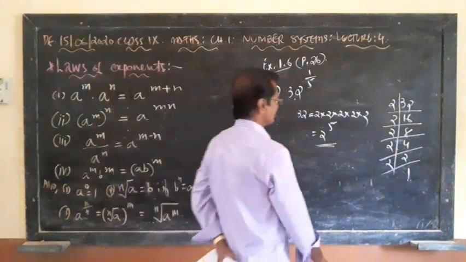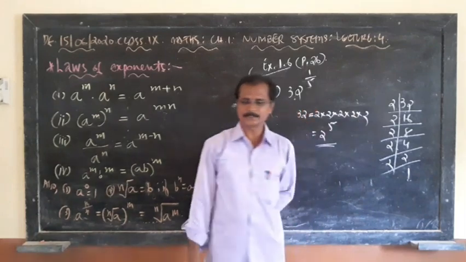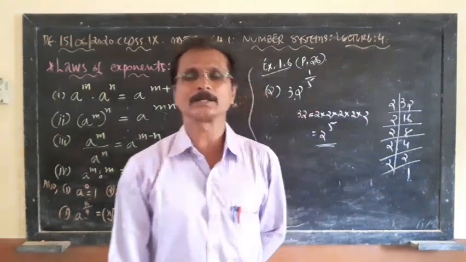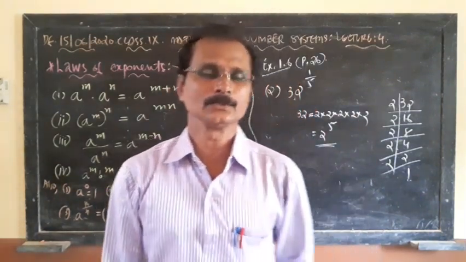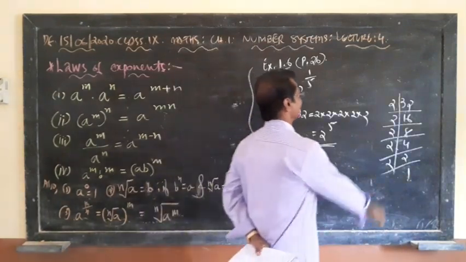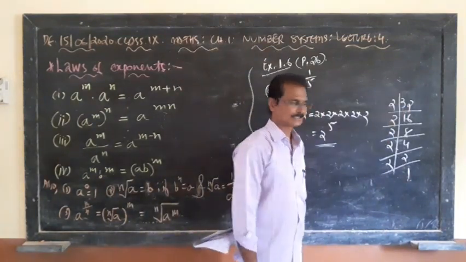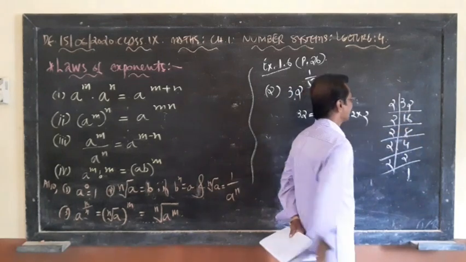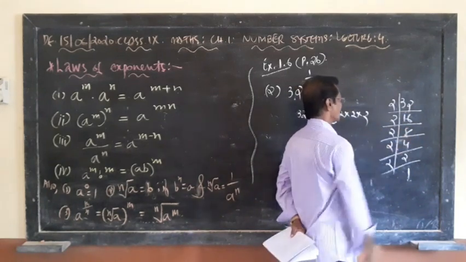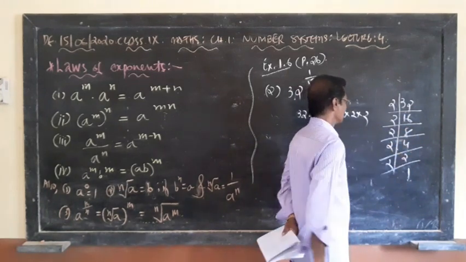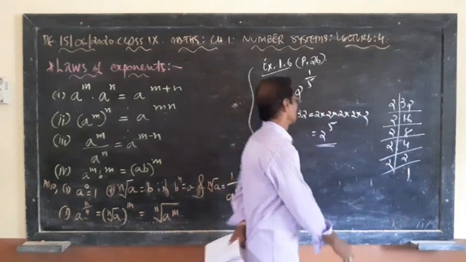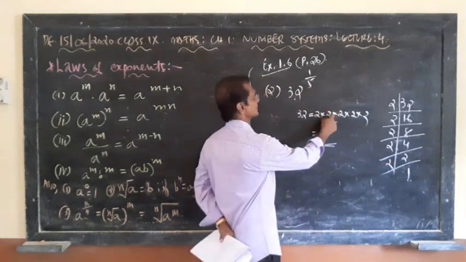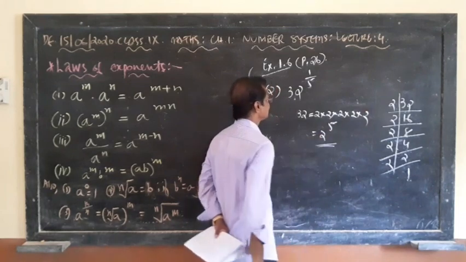Okay, so if you are not able to directly find out that 32 equals 2 raised to 5, you can use this division method. You can divide 32 by 2. So 16, 8 divided by 2, 4 divided by 2, 2 divided by 2 equals 1. You can write 32 equal to 2 into 2 into 2 into 2 into 2. That is 2 raised to 5.